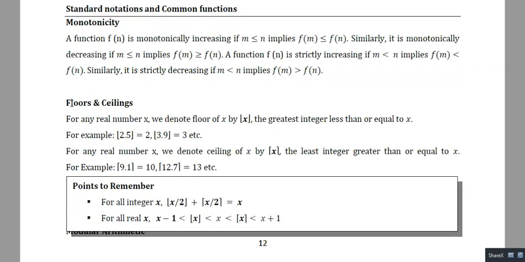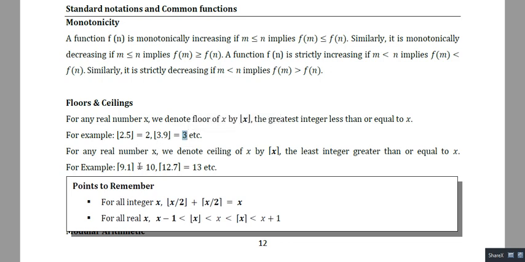So next is floor and ceiling functions. Okay, floor we know already. Floor means the ground value, and ceiling means the upper value or the capping value. Given any decimal value, the floor value is the highest integer less than or equal to that value, and ceiling means the smallest integer greater than or equal to that value. For example, the floor of 2.5 will be 2, the floor of 3.9 will be 3, because 2 is the greatest integer less than or equal to 2.5, and 3 is the greatest integer less than or equal to 3.9.